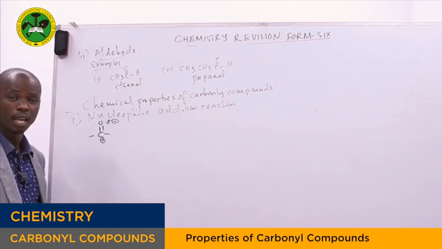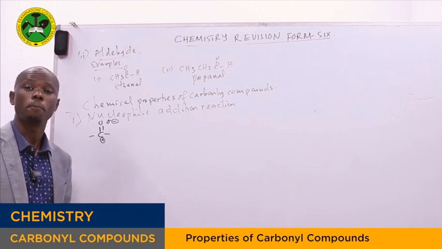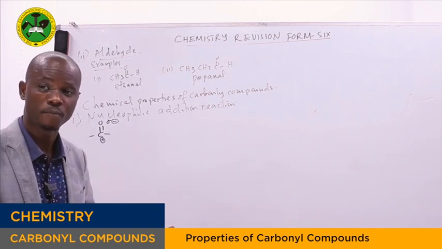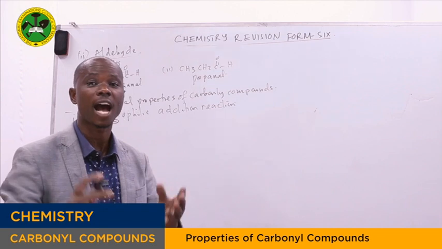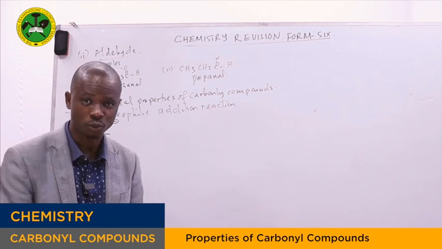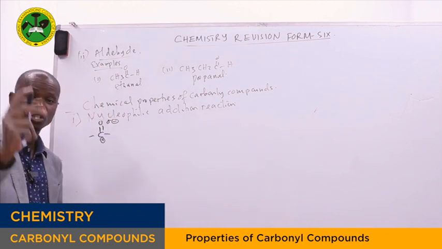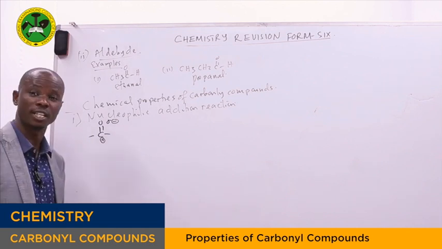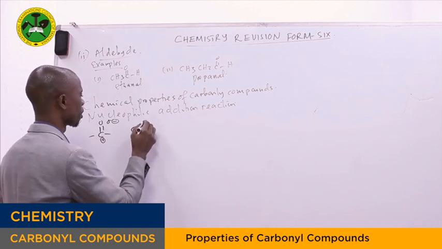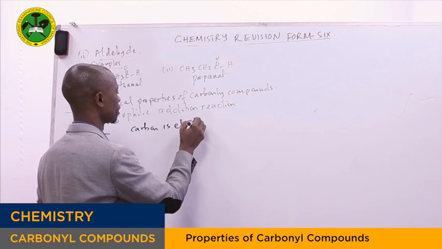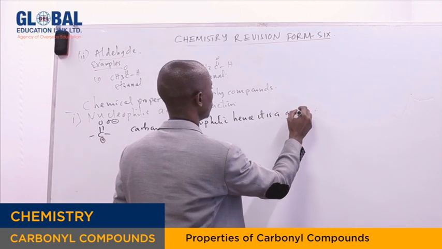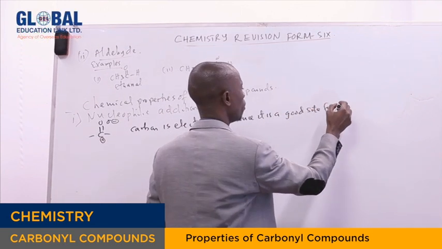So you can see there. Now, because this carbon becomes positively polarized, that means this is electrophilic. Electrophile, all positively charged species are electrophiles. That means they have a deficiency of electrons, therefore they need a pair of electrons to stabilize them. So this carbon is electrophilic. If this carbon is electrophilic, that means it is a good site for the nucleophile. Hence, it is a good site for nucleophile.